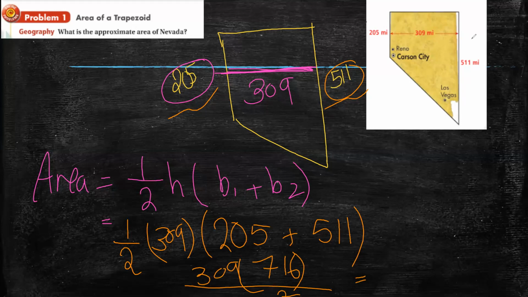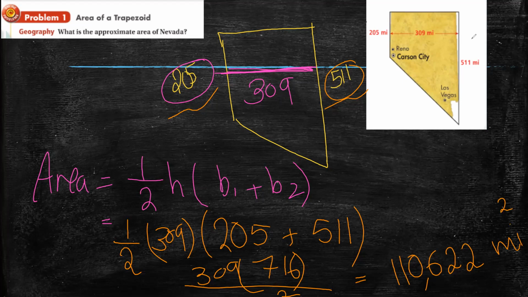It's equal to 110,622. So the final answer is that the area of Nevada was 110,622 miles squared. Is it clear? Yes, teacher, thank you.